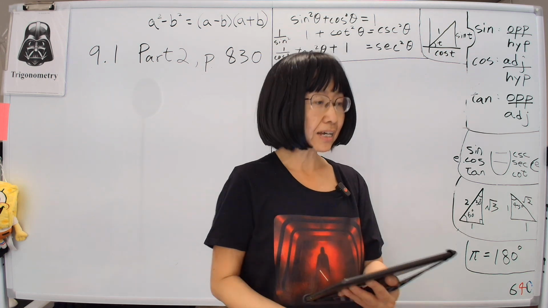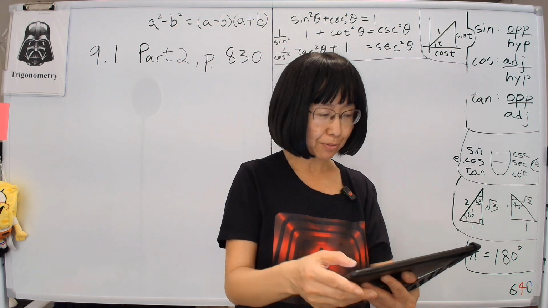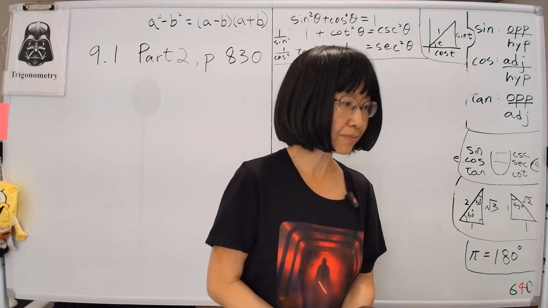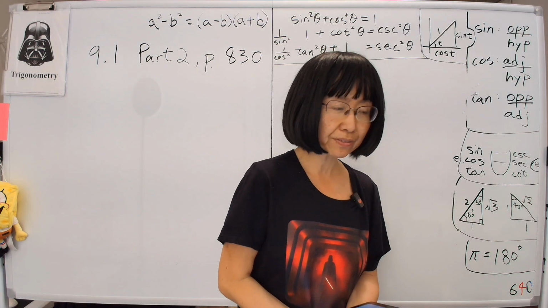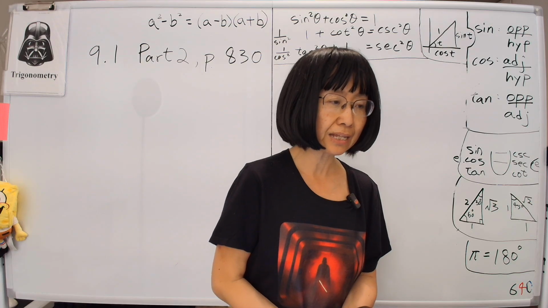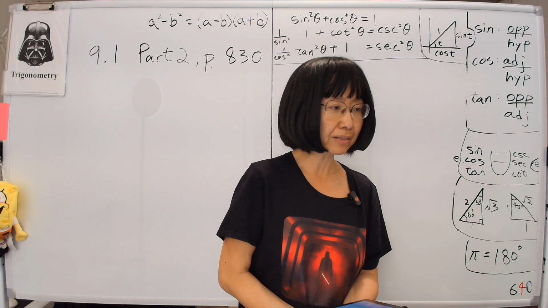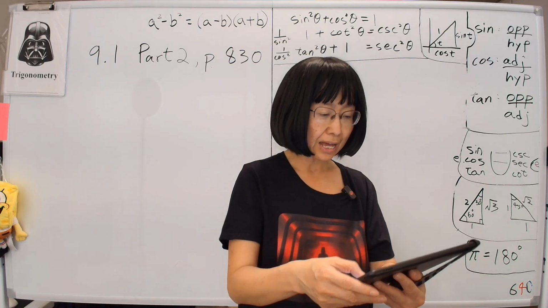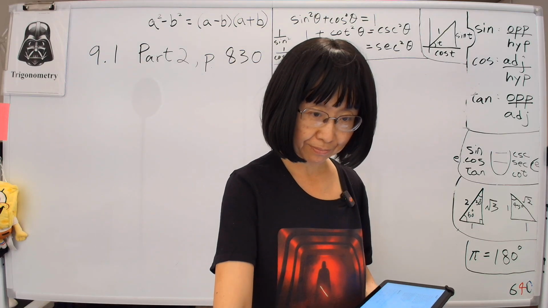All right, now let's do some homework for section 9.1. The homework on page 830, please do problems 5, 7, 9, 11, 13, 15, 17, 21, 29, 31, 33, 35, 37, 39, and 41. And when you're done, I want to talk about some of them.